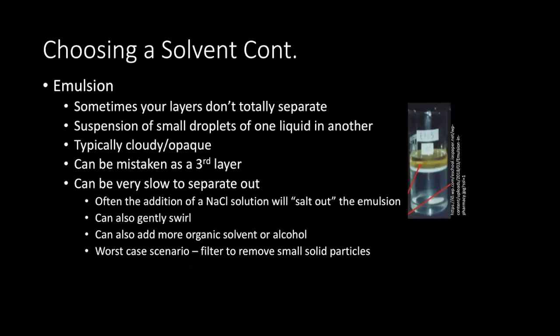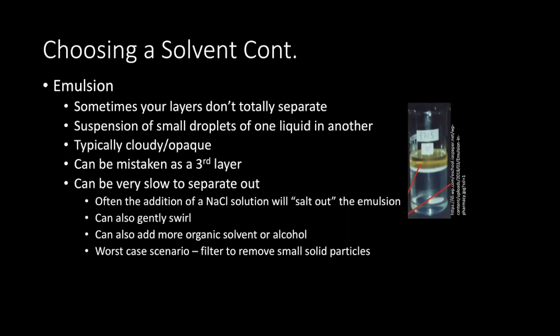Sometimes your layers don't totally separate as well as you would like, and this is usually caused by a suspension of small droplets of one of the liquids in the other liquid. So your two layers have gotten very finely divided, and they've created what's called an emulsion. And we see a picture over on the right of an emulsion. Your top layer is clear but yellow in color. Your bottom layer is totally transparent, no color. And then in between, it looks like there's a third layer that's kind of white. That's an emulsion. They are typically mistaken as a third layer, and they're often kind of cloudy or opaque in nature.